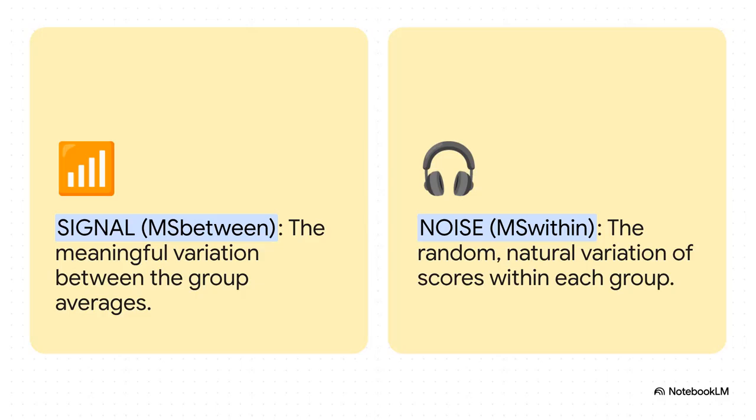That's it. Let's think about it like this. The signal, that's the difference we're hoping to find. That's the effect of our different teaching methods. The noise is just the background static, the natural differences between students. If our signal is way louder than the noise, we get a big F value, and that's a huge clue that our teaching methods really did have an impact.